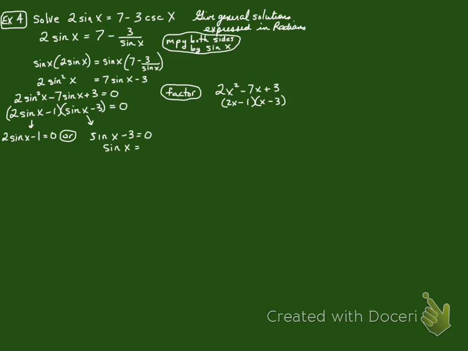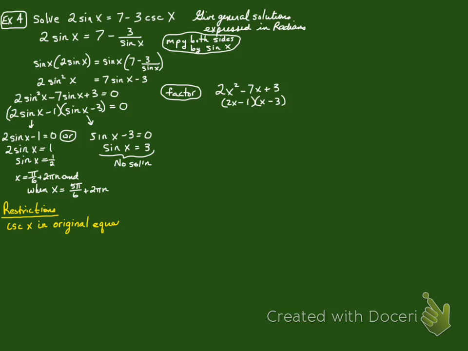In the second one, sine of x is equal to 3. Well, sine of x is never going to be equal to 3, so there's no solution. In the first one, 2 sine of x is equal to 1. Divide both sides by 2. Sine of x is equal to a half. That occurs when x is pi over 6 plus 2 pi n, and when x is 5 pi over 6 plus 2 pi n.